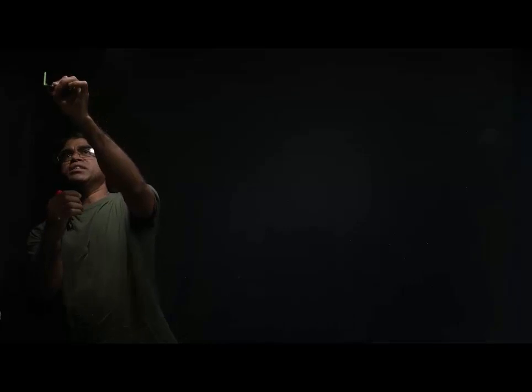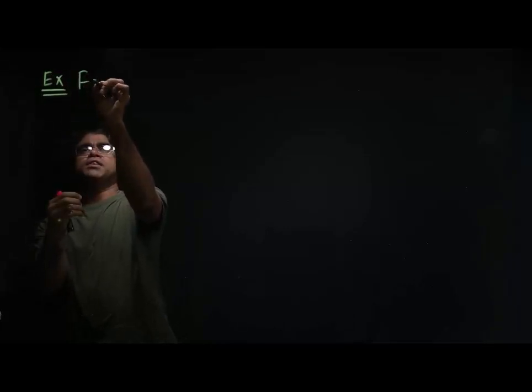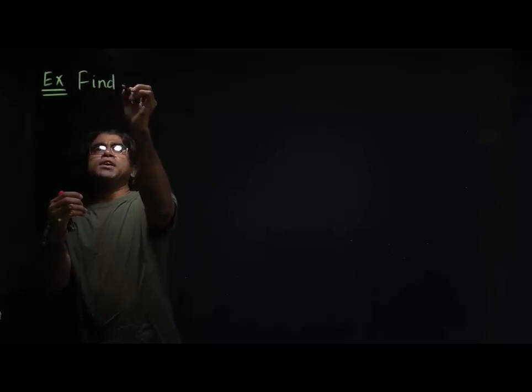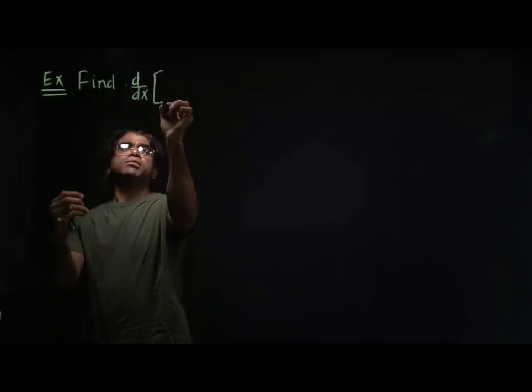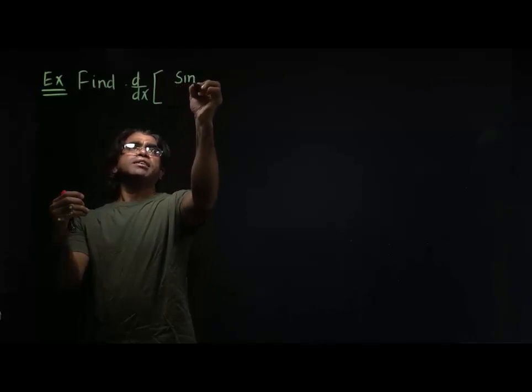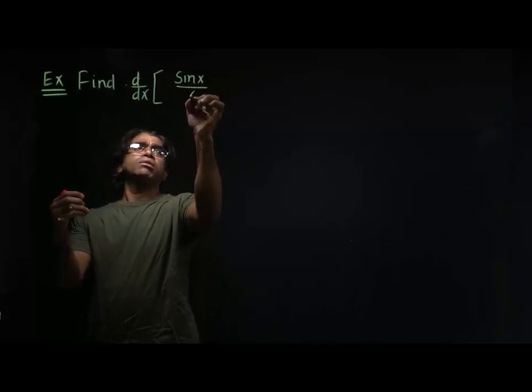Now let's consider an example of the quotient rule. So my example is: find d by dx of sine x over x.